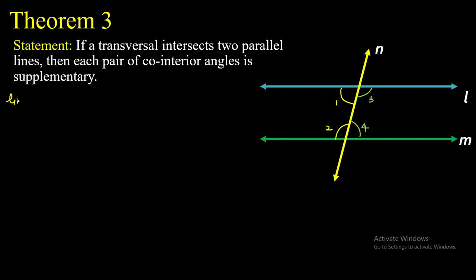So we are given that L is parallel to M and N is transversal.